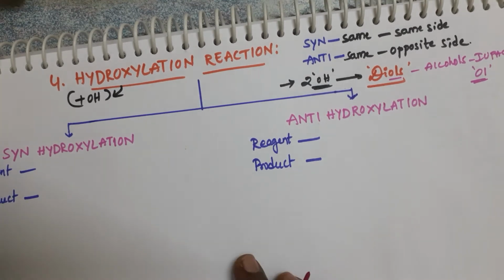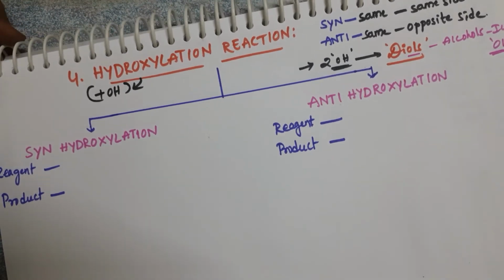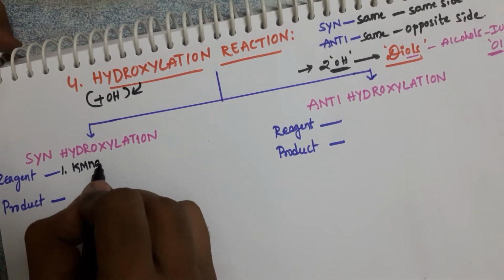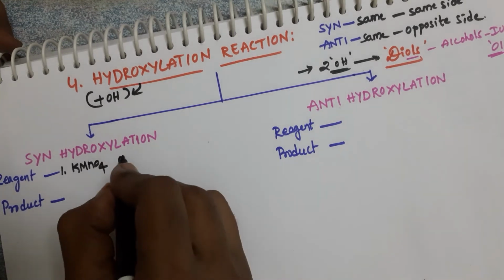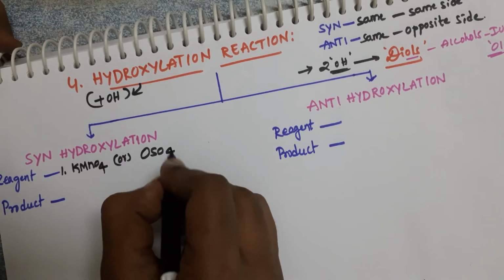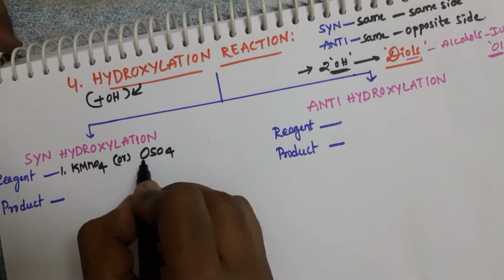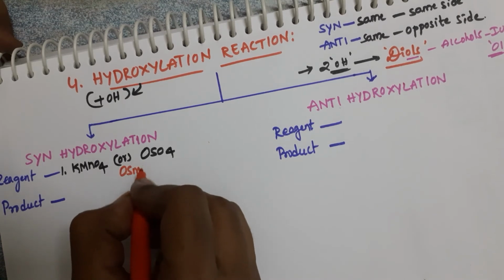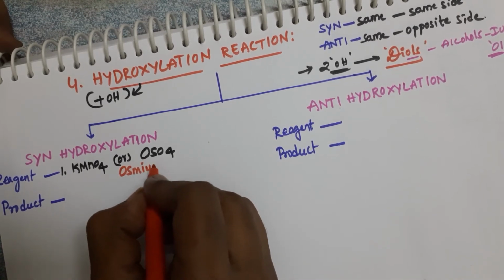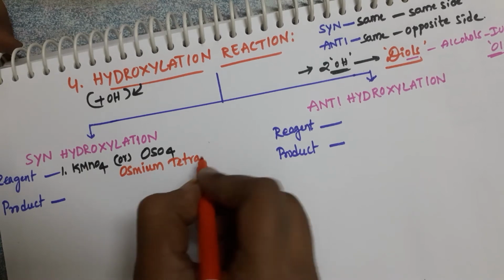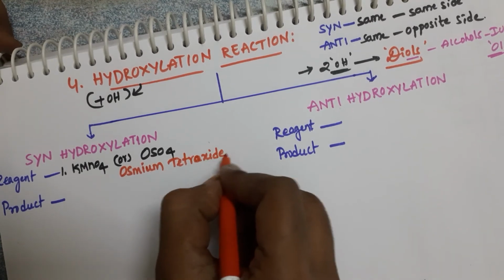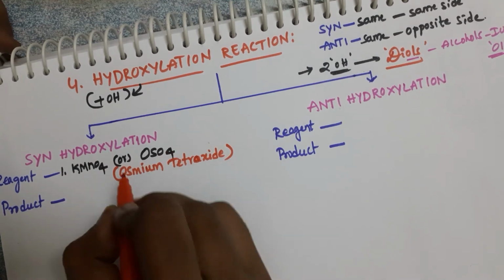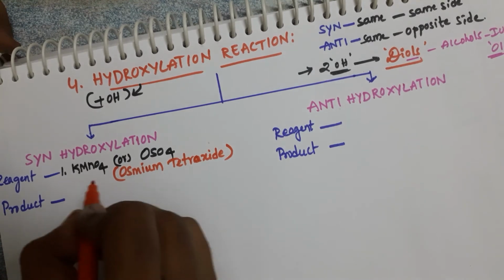Now, coming to syn hydroxylation and anti-hydroxylation. What is the reagent in syn hydroxylation? We have three types of reagents here. The first is KMnO4 or osmium tetroxide. Os means osmium, so I'll write it here: osmium tetroxide. Four oxygens are there, so it is named tetra, and since oxygens are present, oxide. Osmium tetroxide.